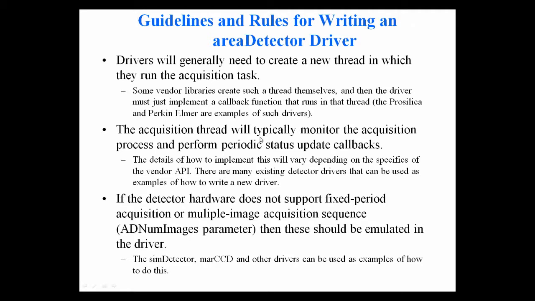Typically, the acquisition thread is going to monitor the acquisition process and perform periodic status updates, and the details of how you do that are going to depend on the details of the API. If the detector hardware does not support acquiring for a fixed period, remember, one of the things you can do in areaDetector is say that I want my acquisition time, my exposure time, to be 1/10 of a second, but my frame rate to be 1 hertz. So I collect for 1/10 of a second, but then I want to sleep for 0.9 seconds before we go back to the top.